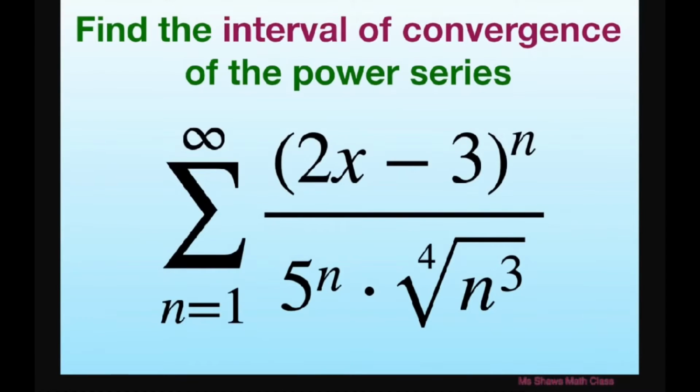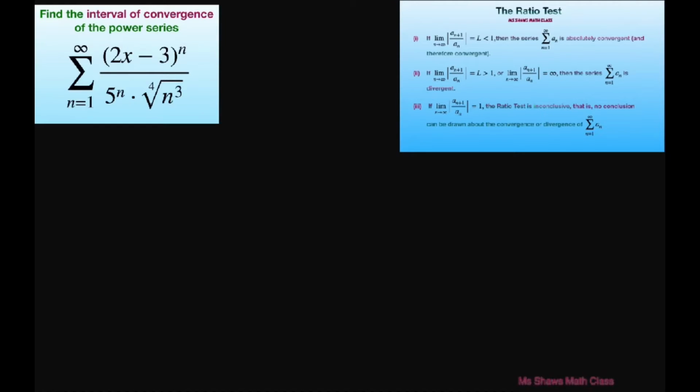Everyone, we're going to find the interval of convergence of the power series given here. We're going to use the ratio test and look at the limit as n approaches infinity of the absolute value of a sub n plus 1 divided by a sub n. We're going to get our limit and force it to be less than 1. Alright, so let's substitute everything in.